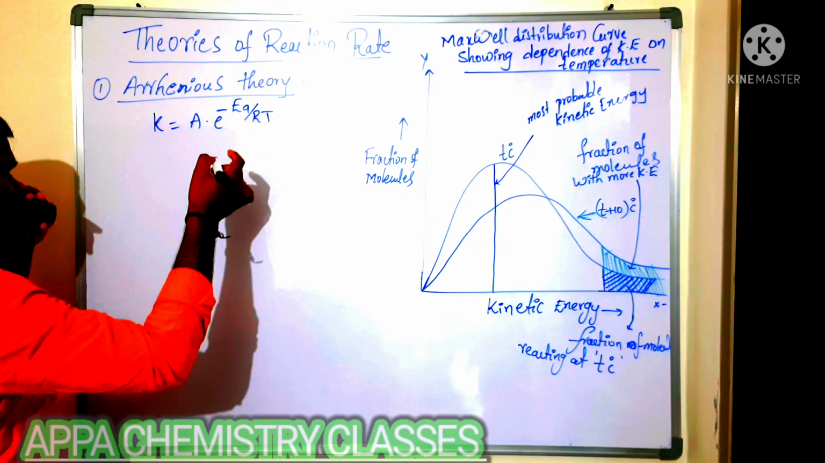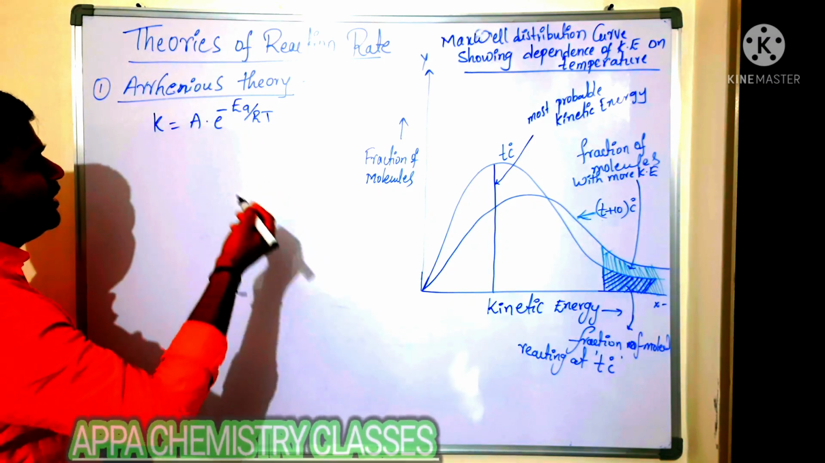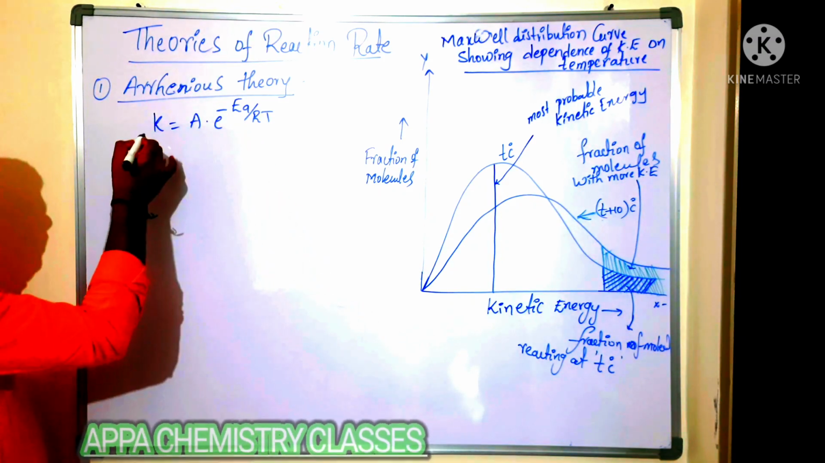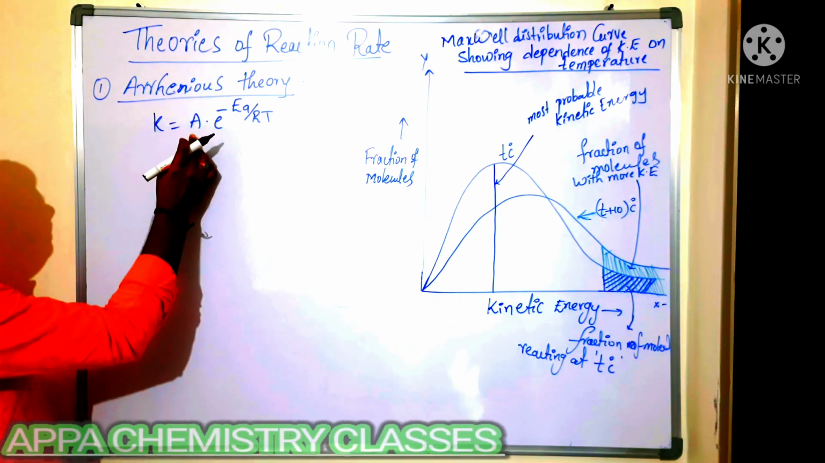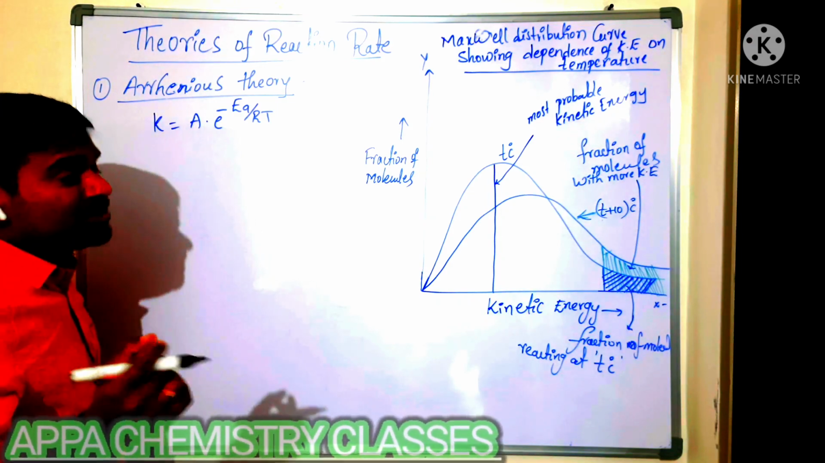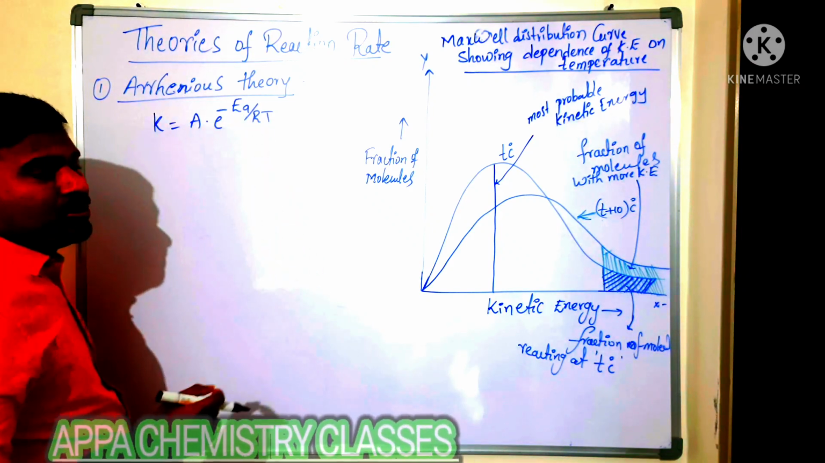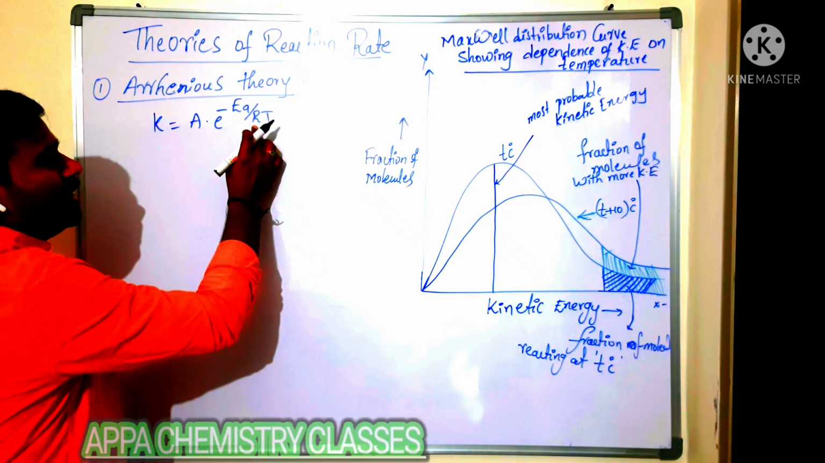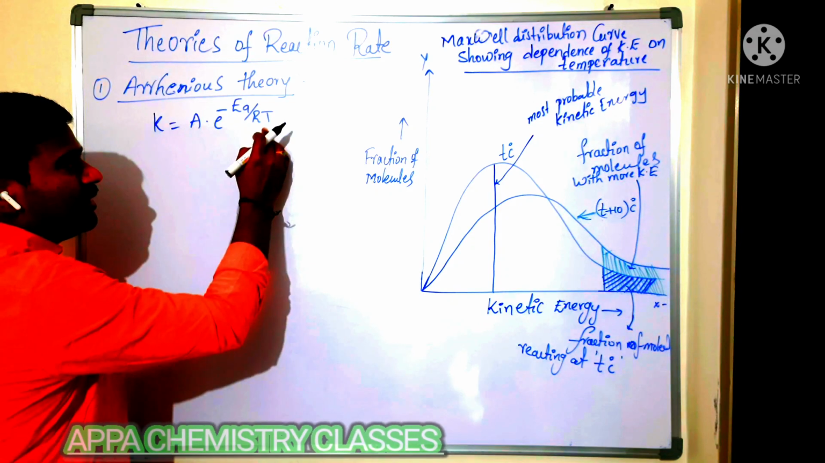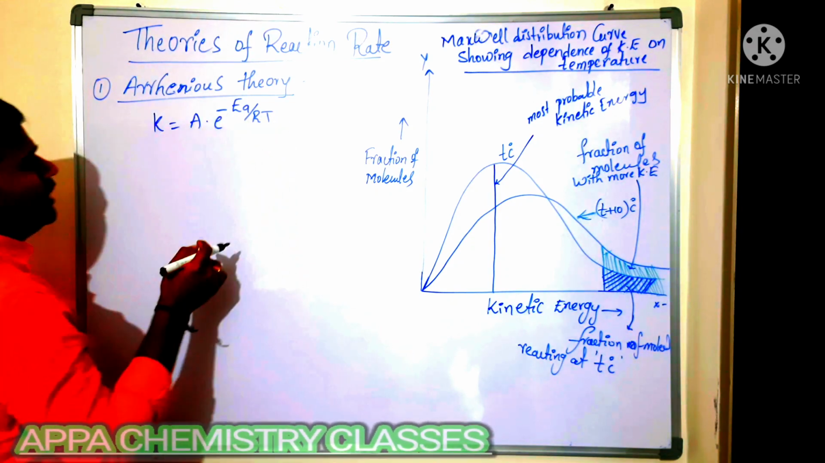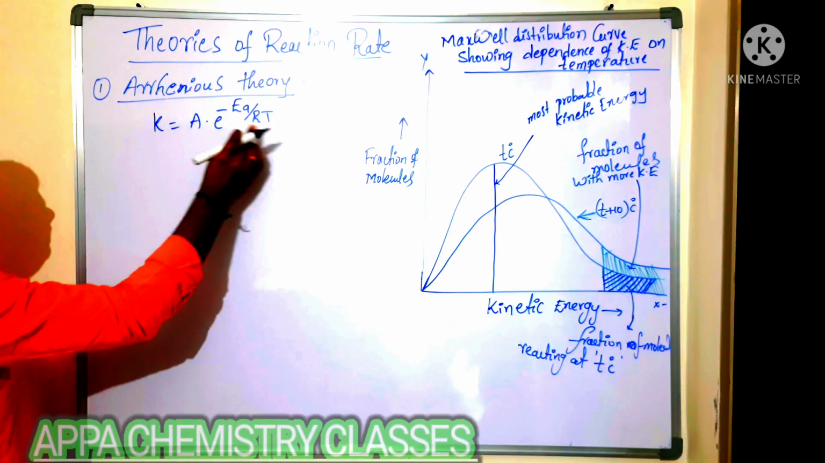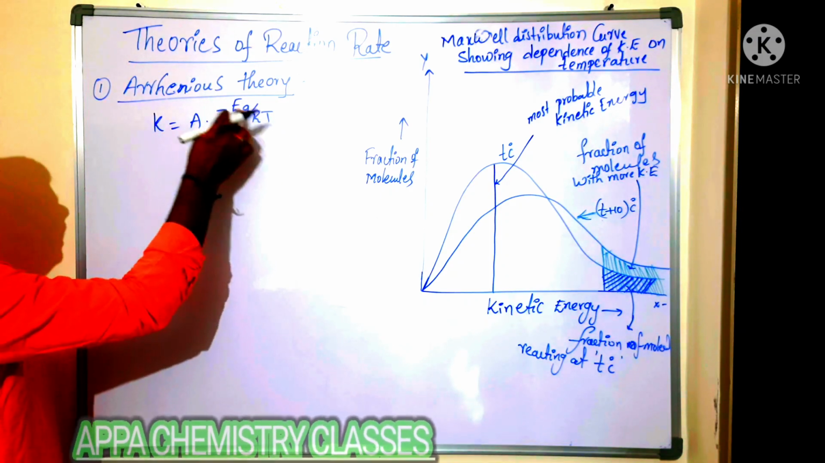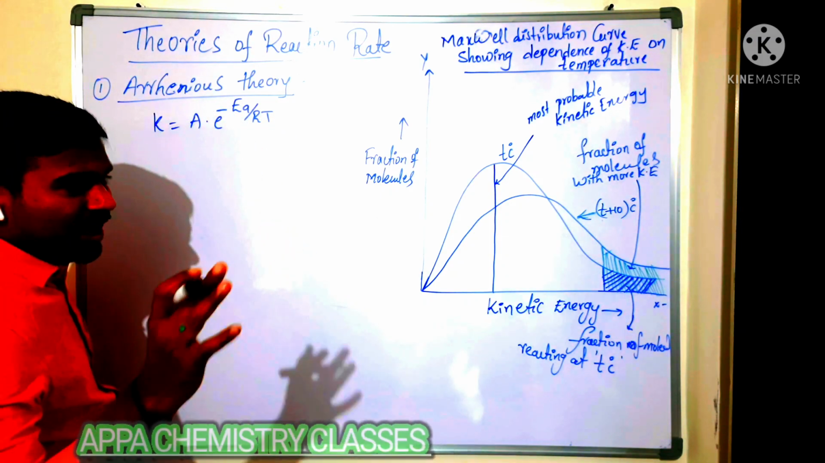Now what is meant by Ea and what is meant by R and T? A and K we know. K here is the specific rate or rate constant. A is the Arrhenius factor. Ea is the activation energy. R is the gas constant. T is the absolute temperature. So the specific rate depends on the temperature, as well as on the activation energy.